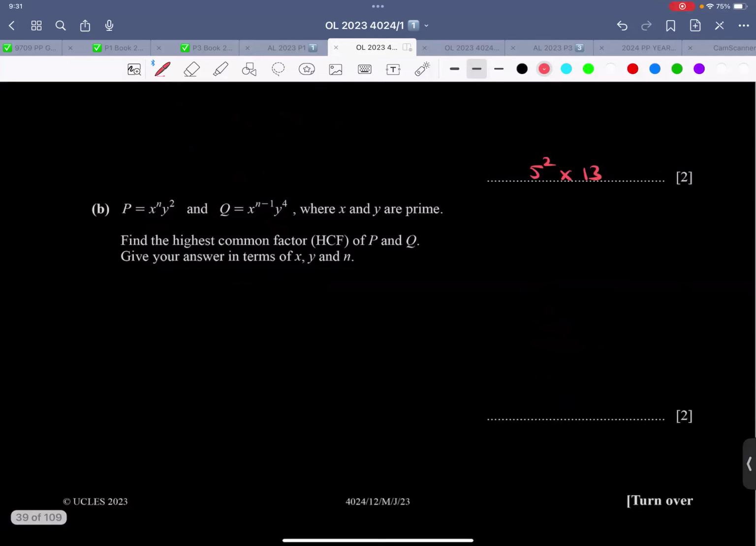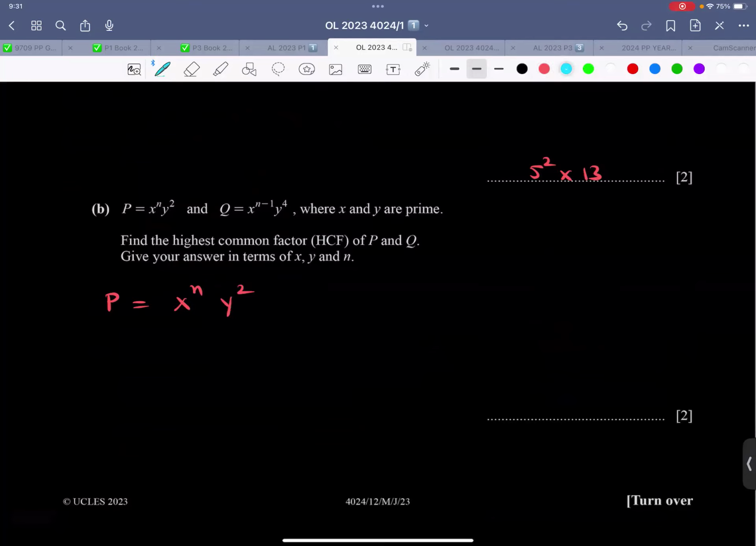P is x raised to the power n, y squared. Q is x raised to the power n minus 1, into y to the power 4, where x and y are prime. Find the highest common factor. Give your answer in terms of x and y. So first of all, P is written as x to the power n, y raised to the power of 2.